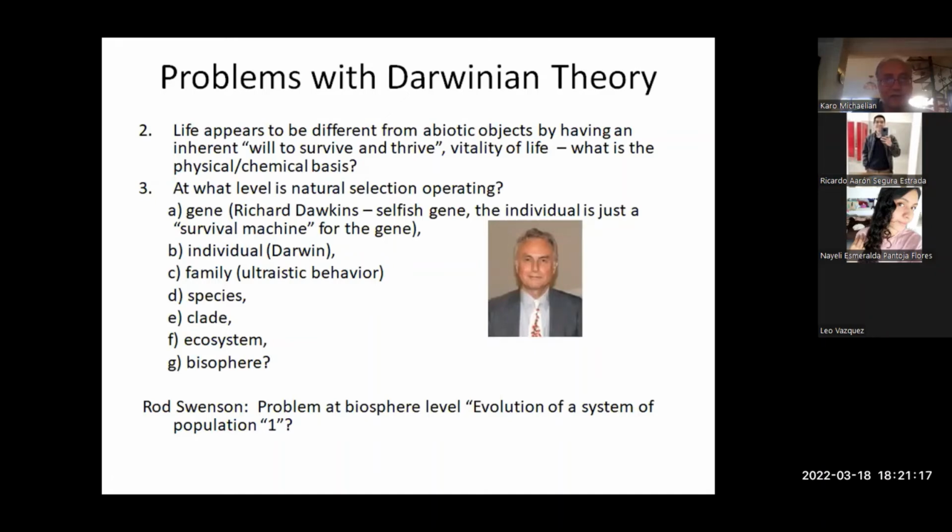Okay, there's also other problems with Darwinian theory. For example, life appears to be different from abiotic objects by having an inherent will to survive, which we sometimes call the vitality of life. But how do you define this vitality in terms of physics and chemistry? Put it on a more fundamental basis, on physical laws. That hasn't been addressed in Darwinian theory still, or not sufficiently.